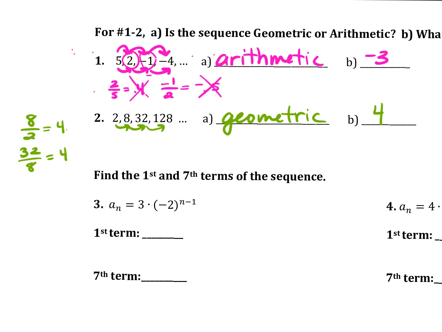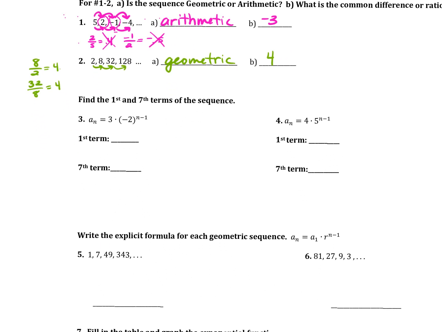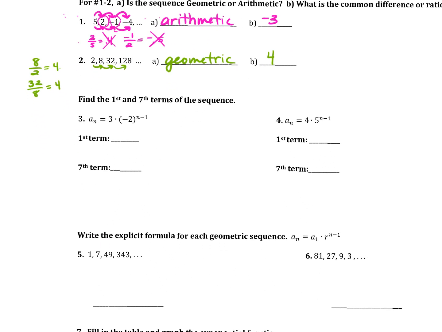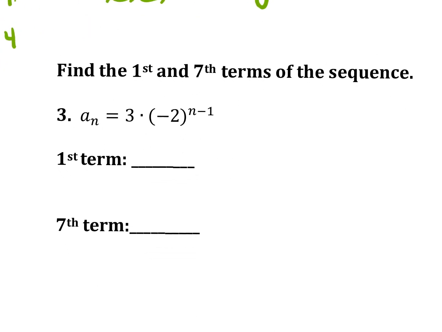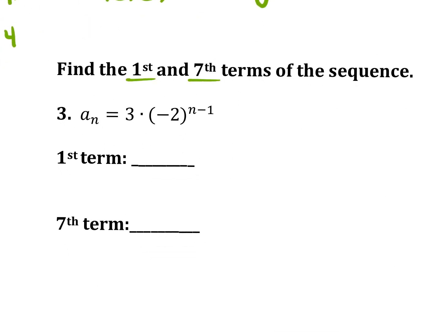Okay, first 2 questions on your quiz. Any questions for me on that? All right, 3 and 4. This one says find the first and 7th terms of the sequence. Do you have to plug anything in to find the first term? It's there for you, okay? What could you plug in to find the first term? What number would you be plugging in? A 1. If you're finding the first term, you could plug in a 1.